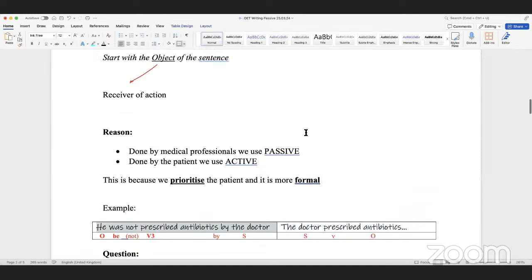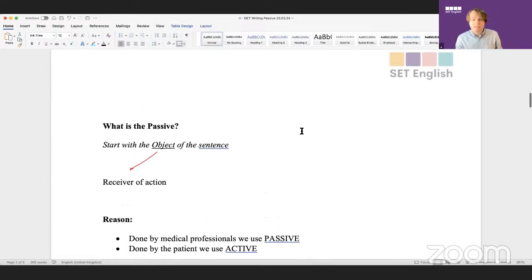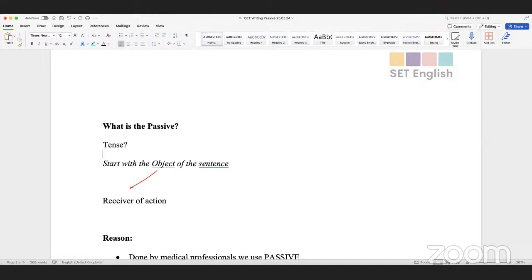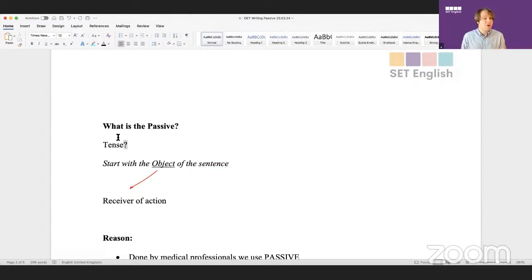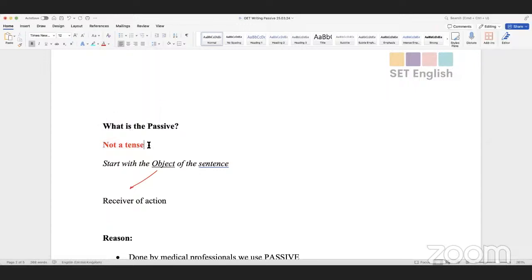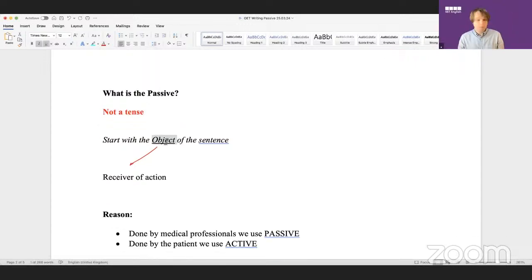Okay. Is passive a tense? Farid, is passive a tense? It's a voice, sir. Is it a tense? No, not a tense. As you say, Farouk, it's a voice. What does that mean, voice? It's a style. It's a feeling of sentence. So it's moving the object to the beginning.